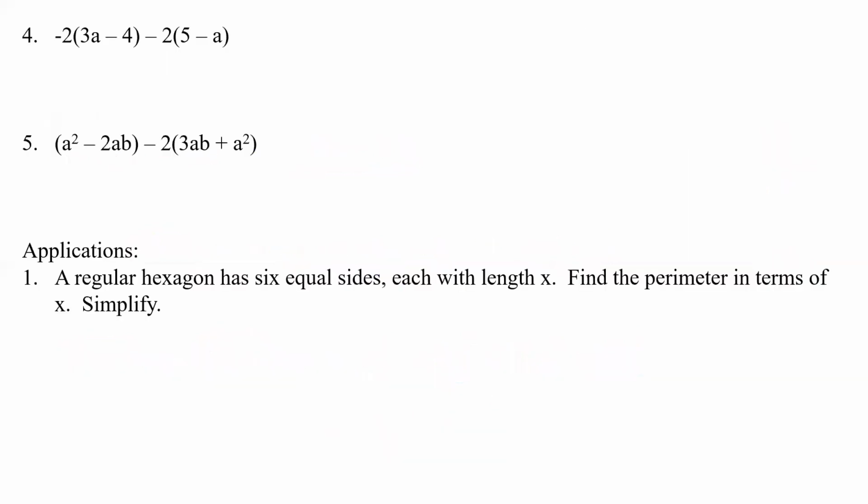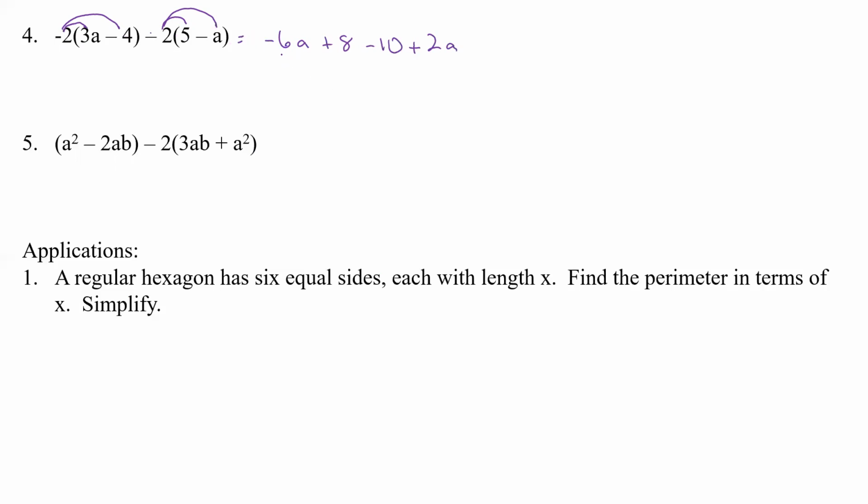All right, what about these? Well, these again have parentheses that we have to get rid of first before we can add like terms. So I'm going to distribute here and here, and I'll distribute here and here. So -2 times 3 is going to be a -6. Then we still have times a. -2 times -4 is going to be +8. -2 times 5 is going to be -10. -2 times -a is going to be +2a.